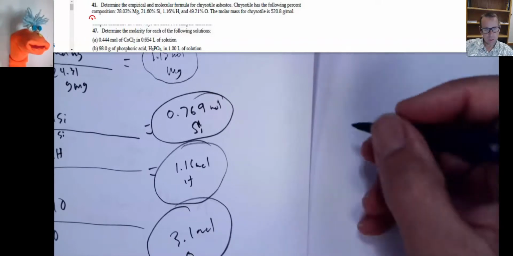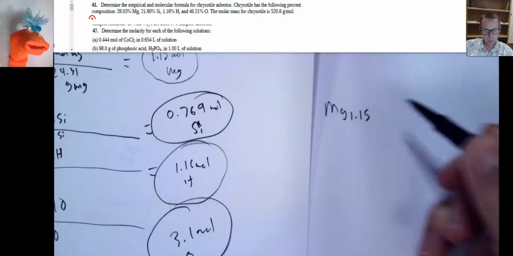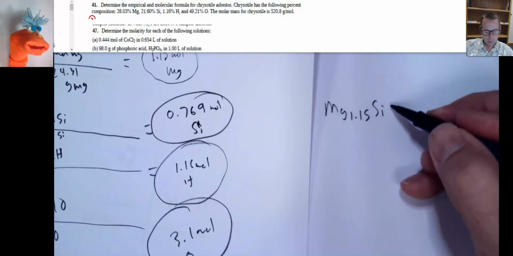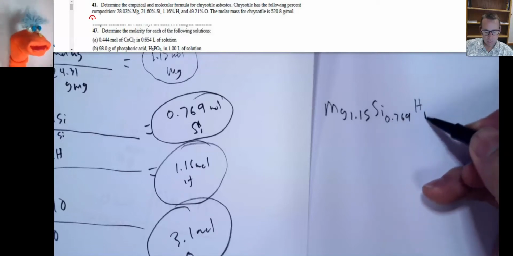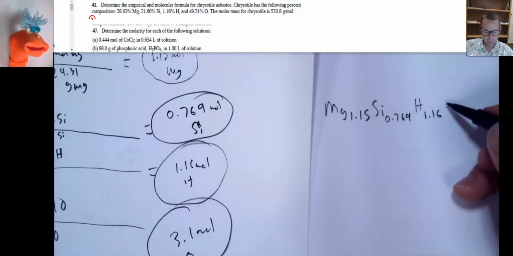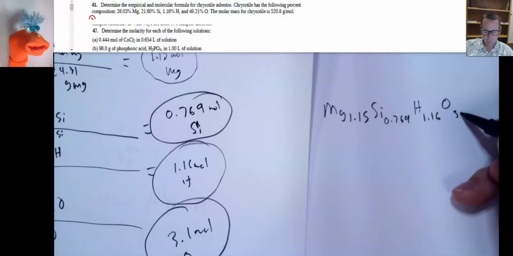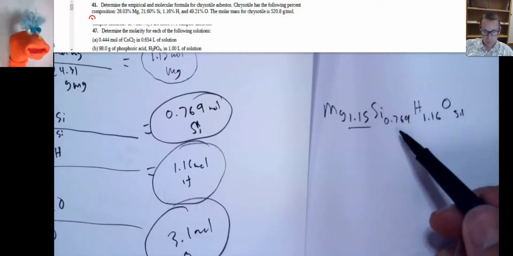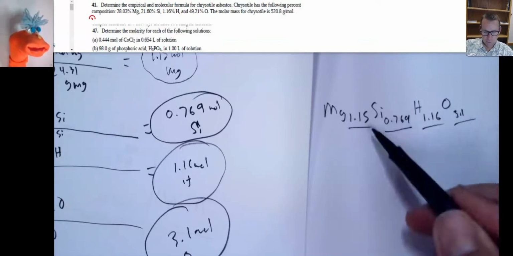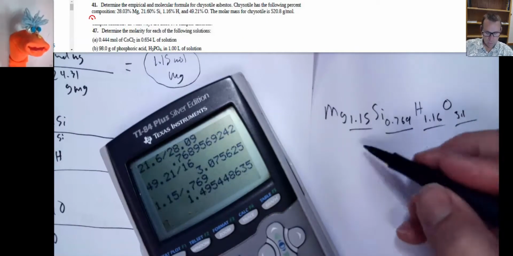All right, so we know that we have Mg 1.15, Si 0.769, hydrogen 1.16, just like the magnesium, oxygen 3.1. Okay. Now I divide them all by what? 0.769. Oh, because that's the lowest. So 1.15 divided by 0.769, that is 1.5.